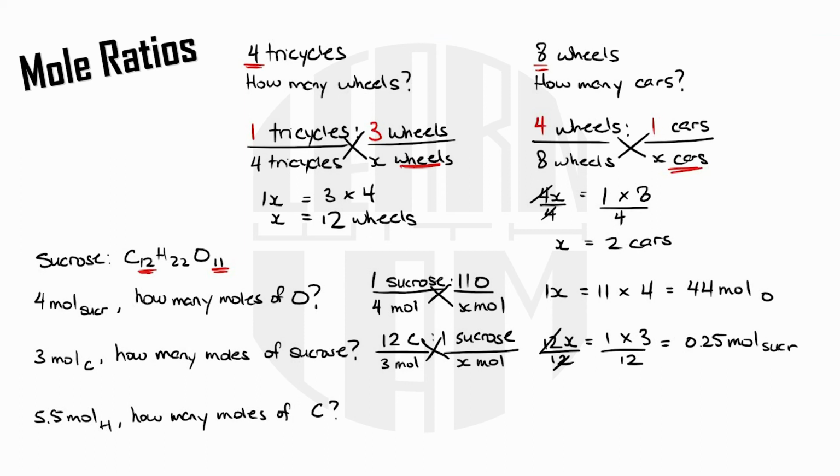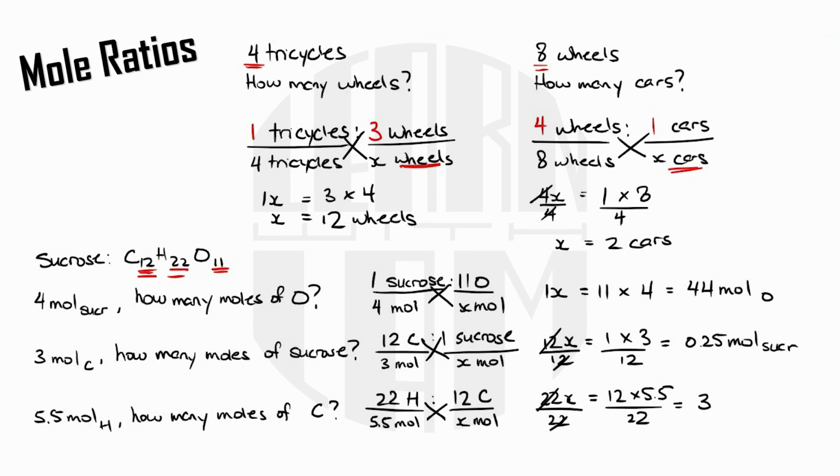All right, just one more. This ratio is between hydrogen and carbon, and I'll look at my formula again to see that in a sucrose molecule, there are 22 hydrogen atoms compared to 12 carbon atoms. So my ratio is 22 hydrogens to 12 carbons. 5.5 moles of hydrogen from the question, X moles for carbon, cross multiply, divide by 22, and I see that if I have 5.5 moles of hydrogen in sucrose, then I will have 3 moles of carbon.